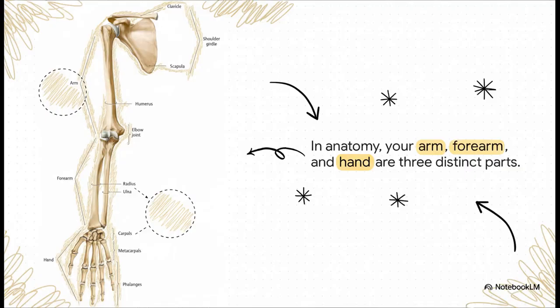And this is exactly why this new language is so important. In the world of anatomy, what you and I call an arm is actually broken down into three totally distinct parts. You have the arm, which is just from the shoulder to the elbow, then you have the forearm, and then the hand. Getting rid of that kind of ambiguity is the whole point.